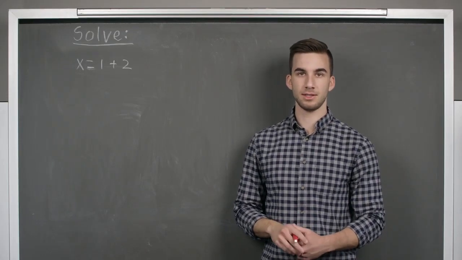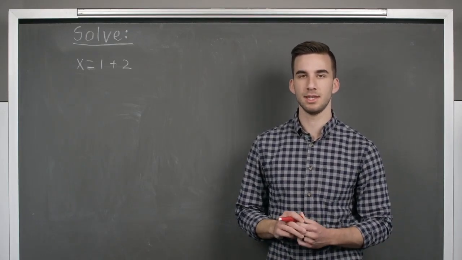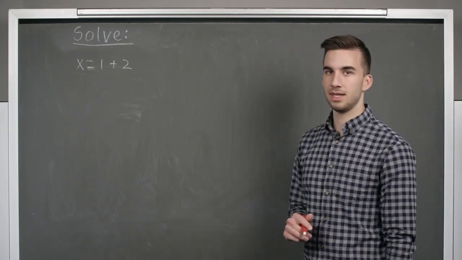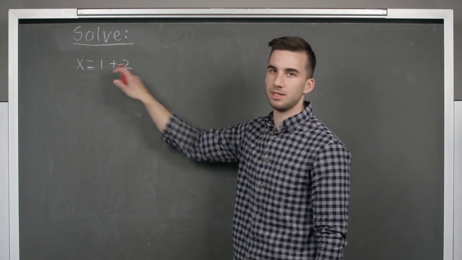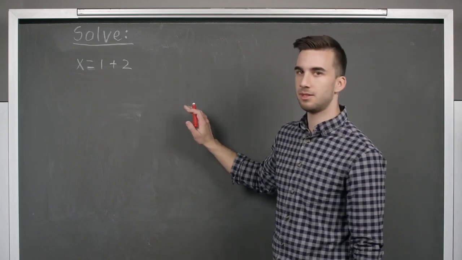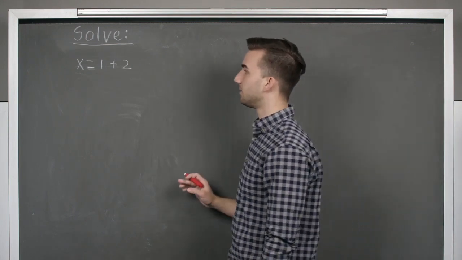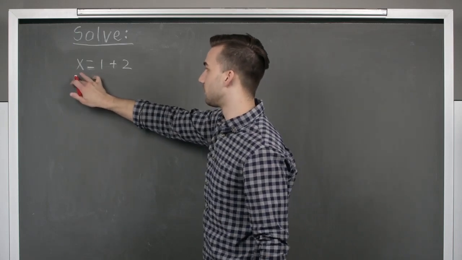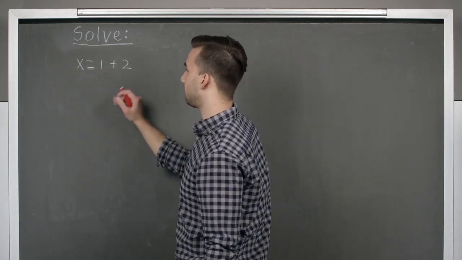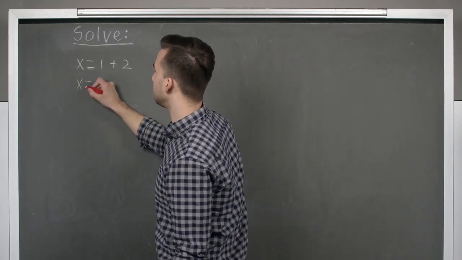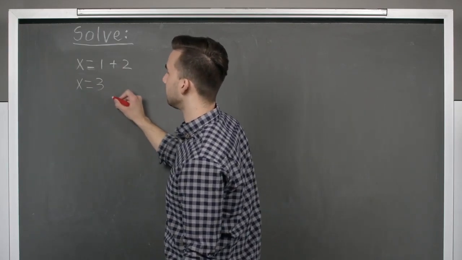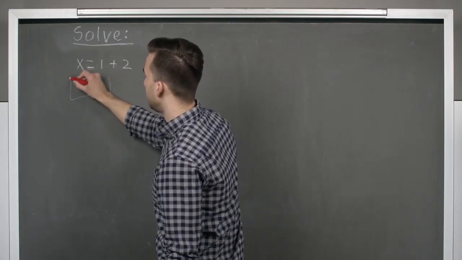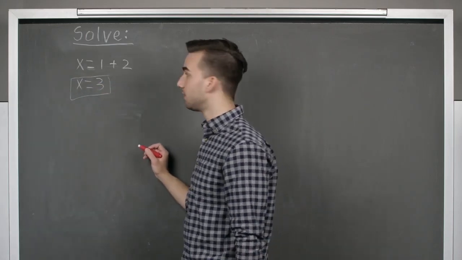In algebra, one of the most important things we will learn is this concept of solving equations. An equation is when we have an expression with an equal sign in it. So what we do is we use the equal sign to help us solve for a certain variable. In this case, it's x. This one's easy. So if we solve this, we would just say x is equal to 1 plus 2 is equal to 3. And so we're trying to get to this final solution of just the variable equals some number.